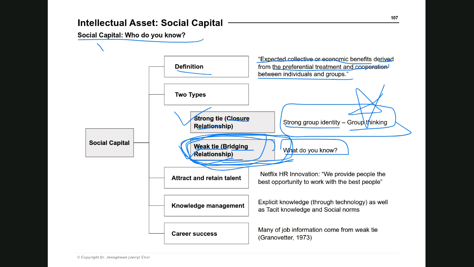So here is my question. This is a more practical question. How can we create better social capital? Just go to a party and rub elbows or something? How can we create better social capital? What is the best way to create better social capital? Anybody?